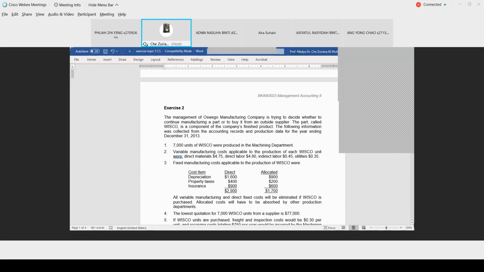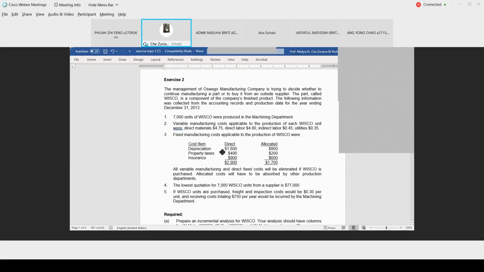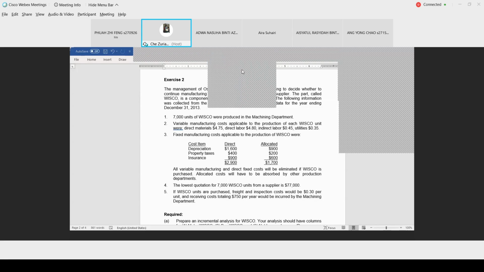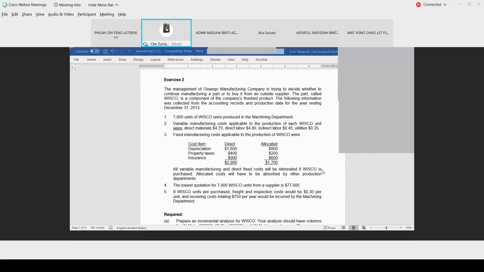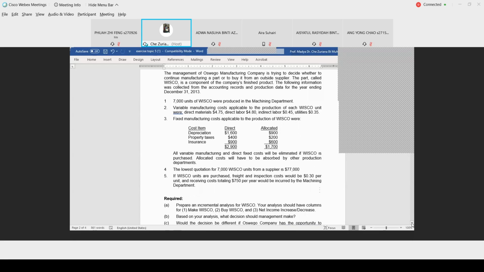Okay, second question. This one, what the decision? Decision apa yang you nak ni? Yang ni decision apa? This one decision make or buy. Kan? Make or buy. Okay, cuba you baca soalan ni.